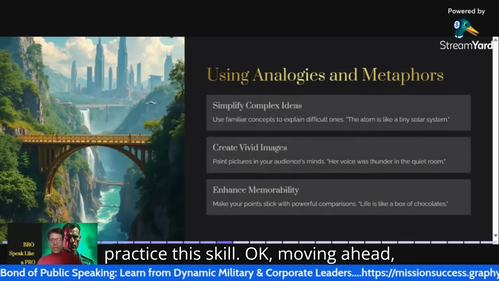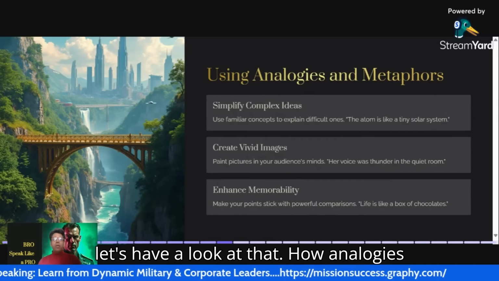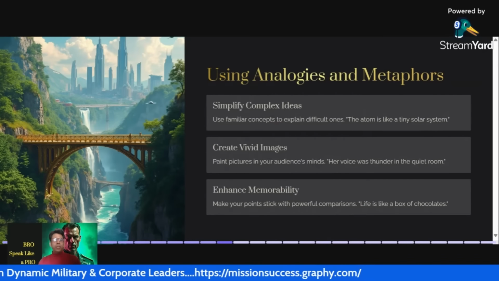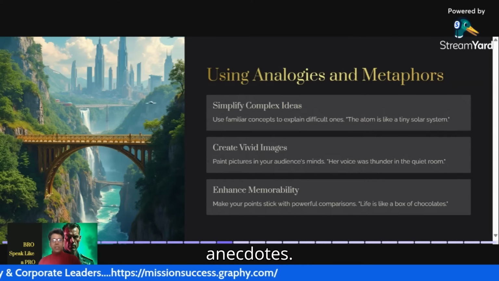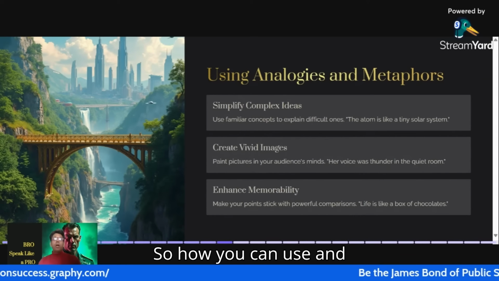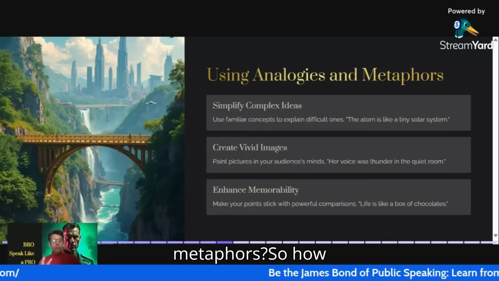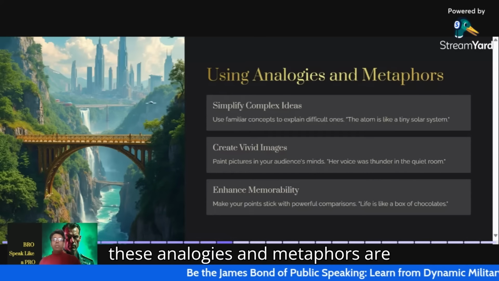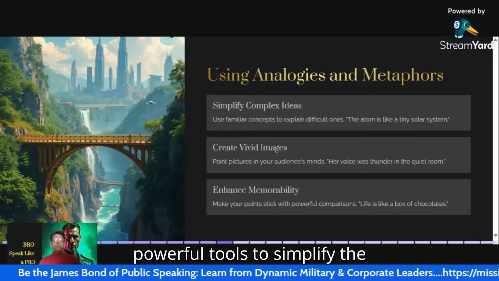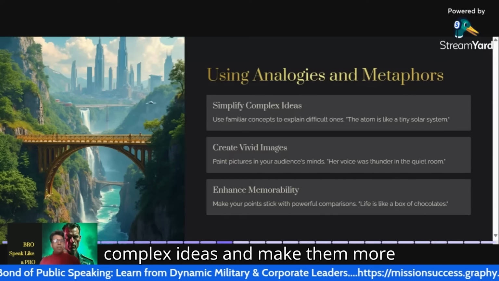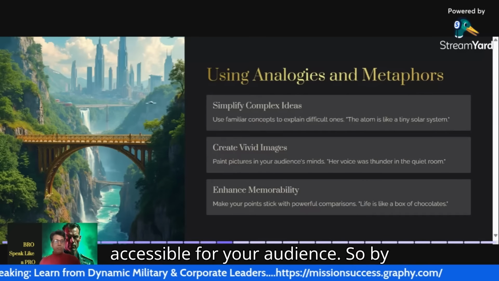Okay, moving ahead, let's have a look at how analogies and anecdotes, छोटे जो कुछ किस्से होते हैं, incidents होती हैं, छोटी कहानियां होती हैं जो आपके साथ हुई हो या आपको पता है. So how you can use metaphors, जो हम तुलनात्मक कहते हैं. So how these analogies and metaphors are powerful tools to simplify complex ideas and make them more accessible for your audience.